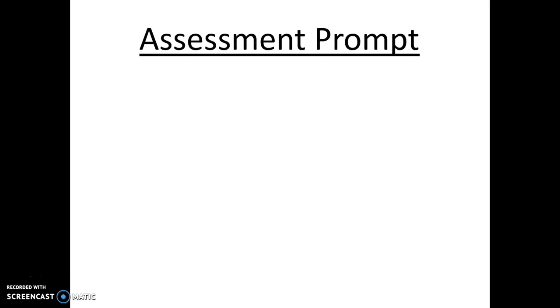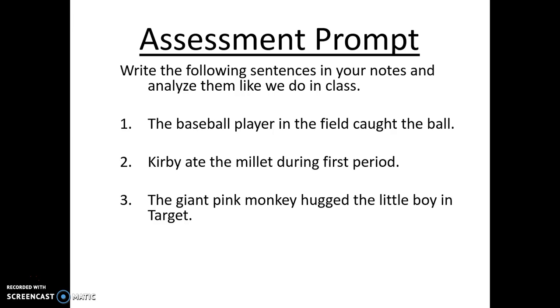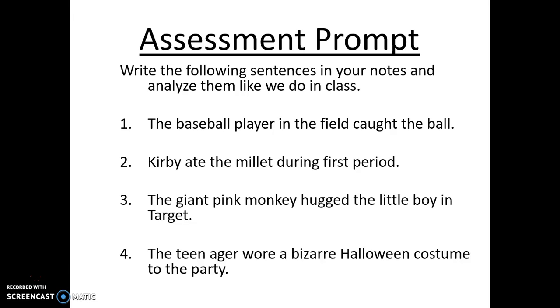All right, so let's do some practice. You can do these on a separate sheet of paper, on the back of your foldable, or in your LSG. I am not going to look for them tomorrow because we'll do some more practice in class. You might just watch through them, and that's fine too, but really at least try to do them in your head, even if you don't write them down. Here are your sentences, and I'm asking you to find the direct object in each sentence. The baseball player in the field caught the ball. Kirby ate the millet during first period. The giant pink monkey hugged the little boy in Target. The teenager wore a bizarre Halloween costume to the party.